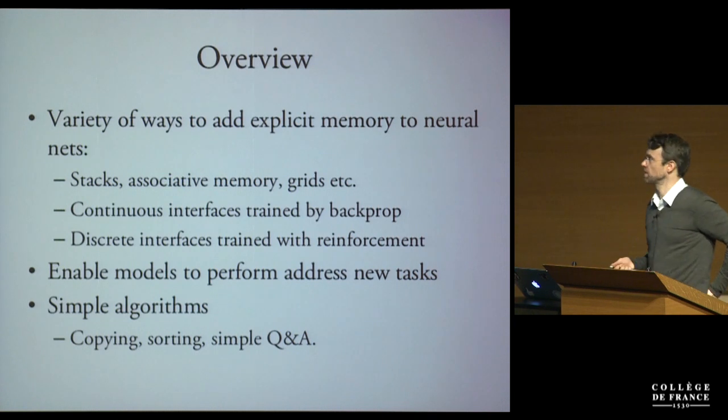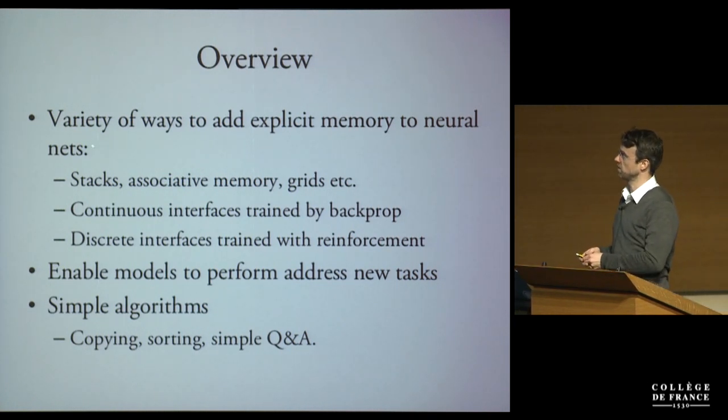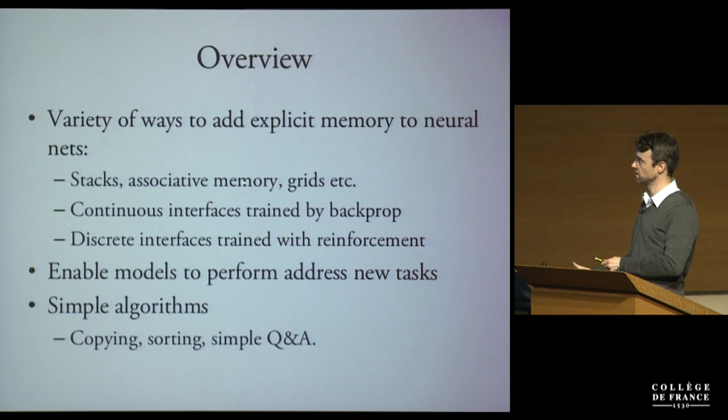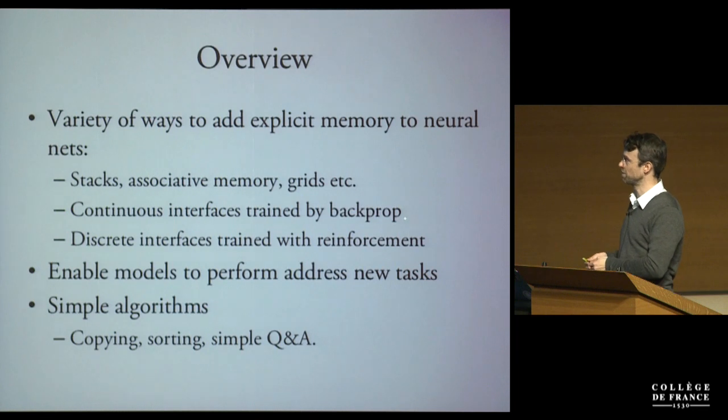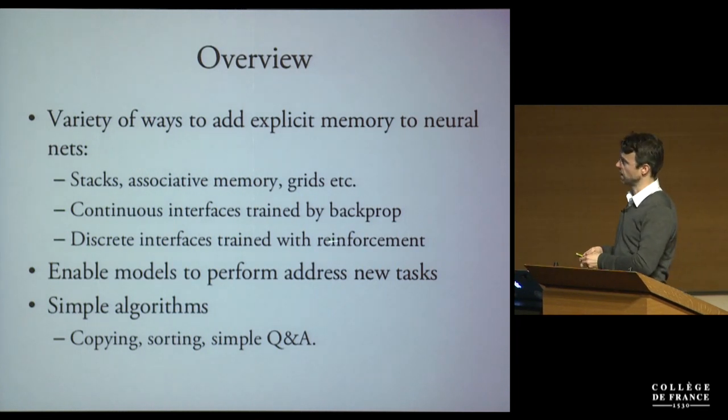Okay, so I'm just about out of time. So just to summarize what I've talked about, I've gone through a bunch of different ways you can add explicit memory to neural nets. We started off by looking at those stacks, and then we had the memory networks, which was this large associative memory, and at the end we looked at these grids where you had discrete actions when we were trying to learn those algorithms. So the continuous interfaces you can train with backprop seemingly quite successfully, and the discrete ones, you're going to have to use reinforcement learning.